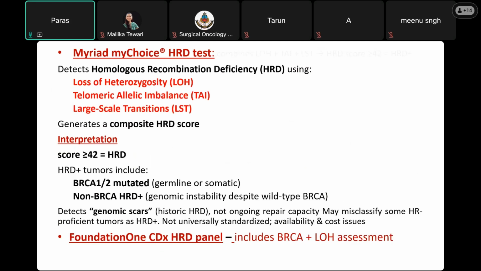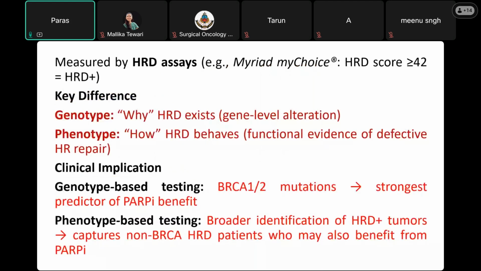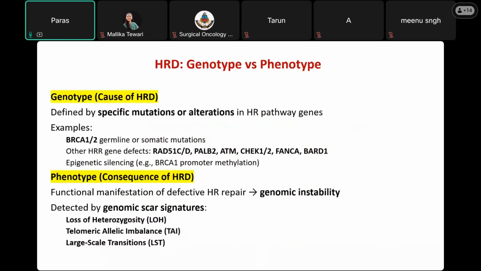The other is Foundation One CDx HRD panel, which includes BRCA and LOH assessment. Now there is HRD genotype versus phenotype. Now what is genotype and phenotype? Genotype shows why HRD exists and phenotype shows how HRD behaves. Genotype is the cause of HRD, defined by specific mutations or alterations in HR pathway genes, for example BRCA and or other genes. And phenotype is a consequence of HRD, which shows functional manifestation of defective HR repair leading to genomic instability.